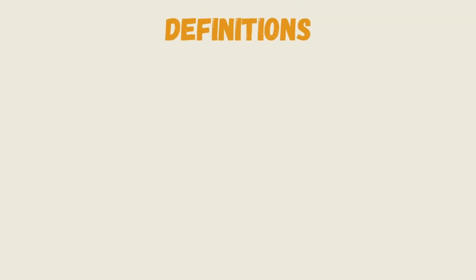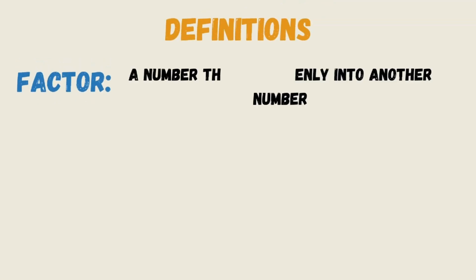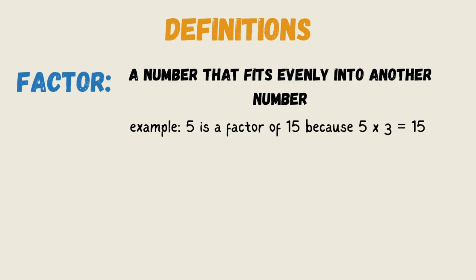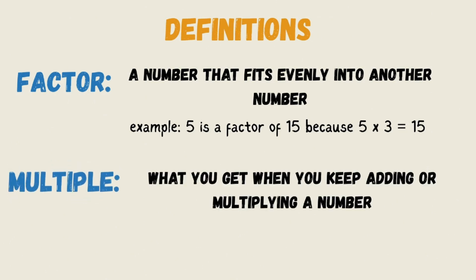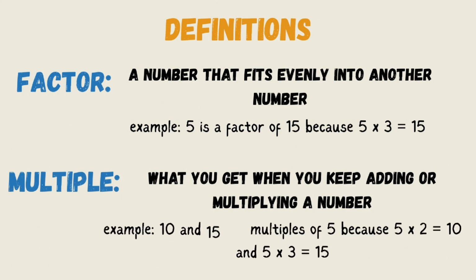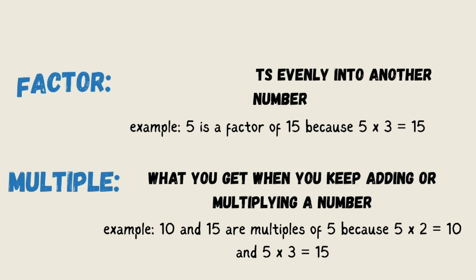Let's go over some definitions. A factor is a number that fits evenly into another number. For example, 5 is a factor of 15 because 5 times 3 equals 15. 5 fits evenly into 15. Now, what is a multiple? A multiple is what you get when you keep adding or multiplying a number. For example, 10 and 15 are multiples of 5 because 5 times 2 equals 10 and 5 times 3 equals 15. Now that we know the definitions of a factor and a multiple, let's do some problems.